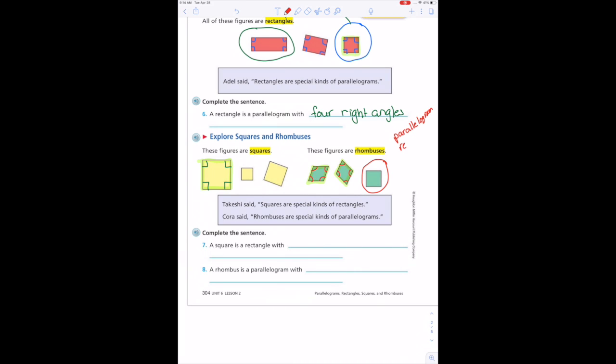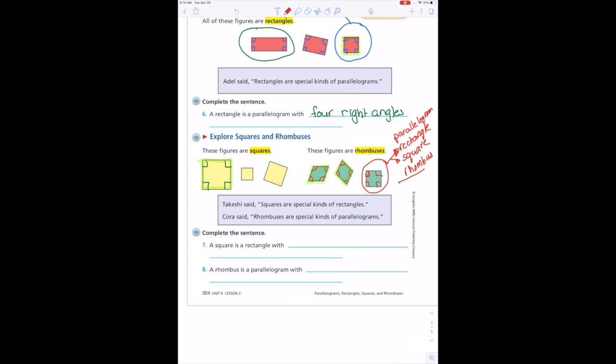It would also be a rectangle. It would also classify as a square, and it would also be a rhombus because it meets all of those. So this shape right here is a parallelogram. It is a rectangle because it has 4 right angles. A special kind of rectangle called the square has 4 sides the same, and it's also a rhombus.